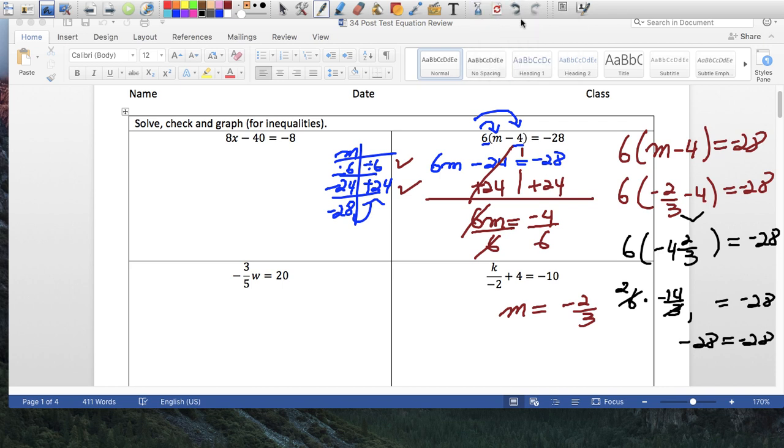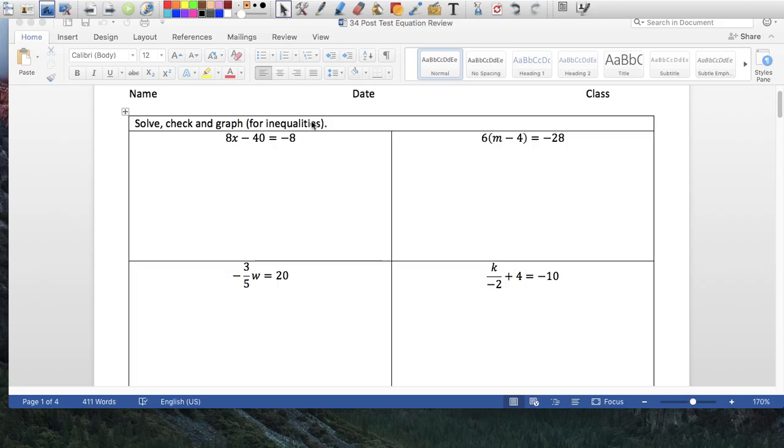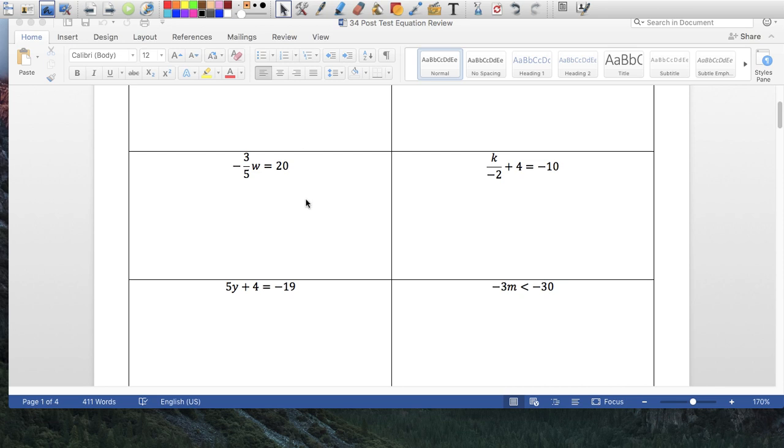So I have a variable w. So again, if you want to make your story, I have a variable w, which is being multiplied by negative 3/5. That gives you 20. So this is a one-step equation, right? Going backwards, I'm going to do the opposite. This is multiplied by negative 3/5. And we're going to divide that by negative 3/5.